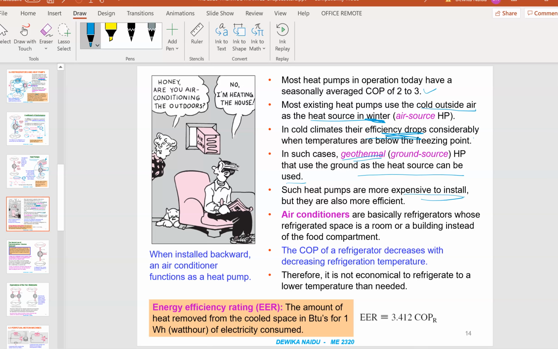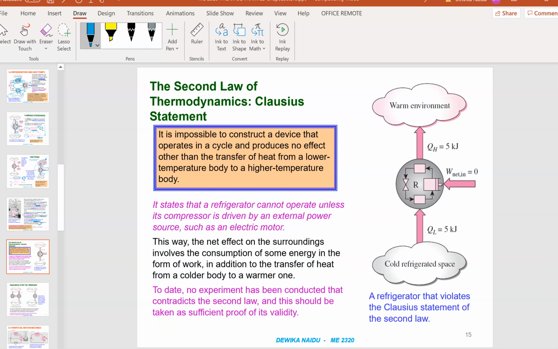Air conditioners are basically refrigerators whose refrigerated space is the room or building instead of a food compartment. So an air conditioner is similar to your refrigerator. The concept is similar. The COP of a refrigerator decreases with the decreasing temperature of the refrigeration cycle itself. Therefore, it's not economical to refrigerate to a lower temperature than is required. That's the reason why you should set the desired temperature in your refrigerator not too cold. You're wasting electricity.